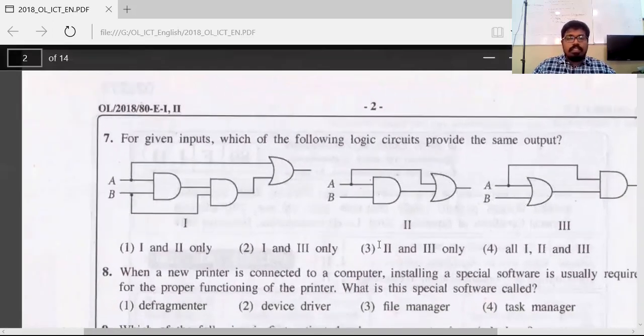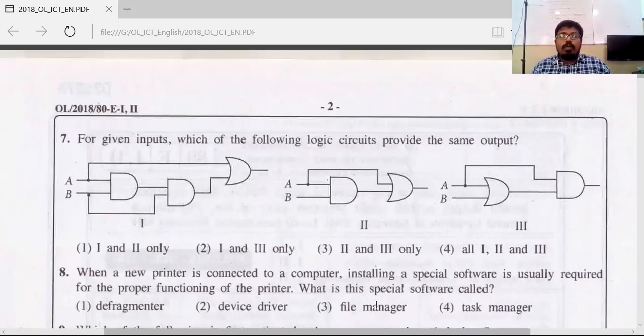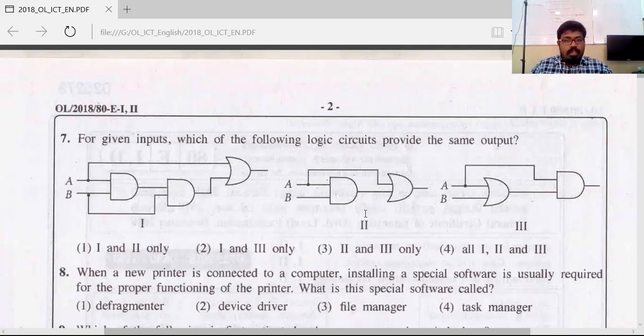Question number 7. For given inputs, which of the following logic circuits provide the same output? Right? They are asking about for the same input, what will be the expected output? Are they same or not? So we have 3 logic circuits. I will consider one by one. Right?